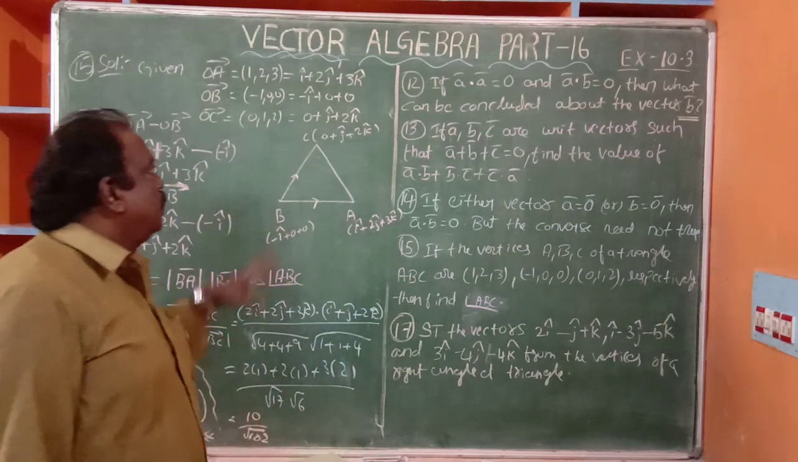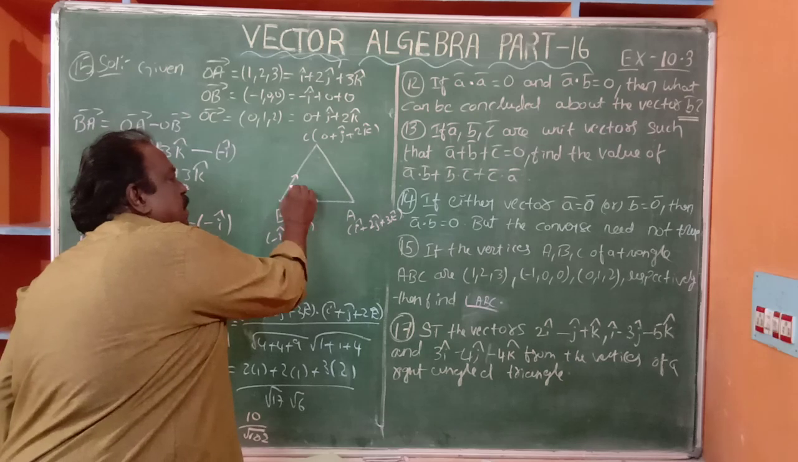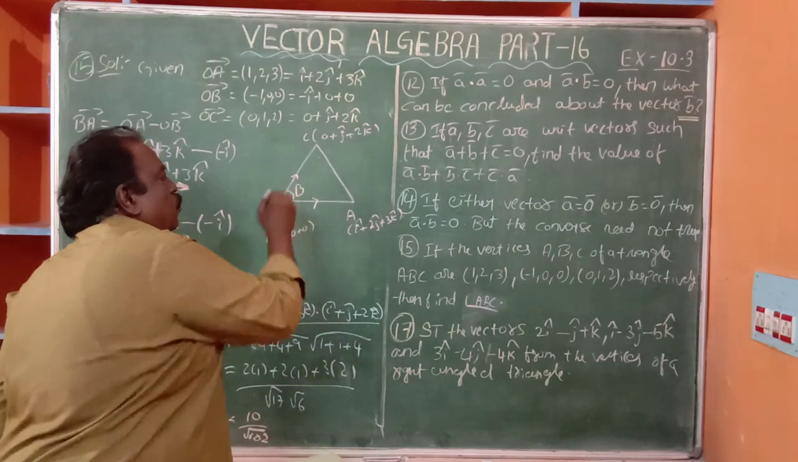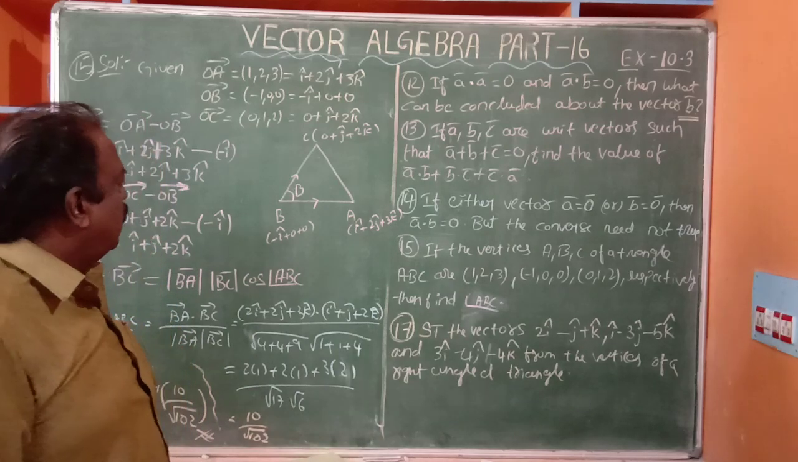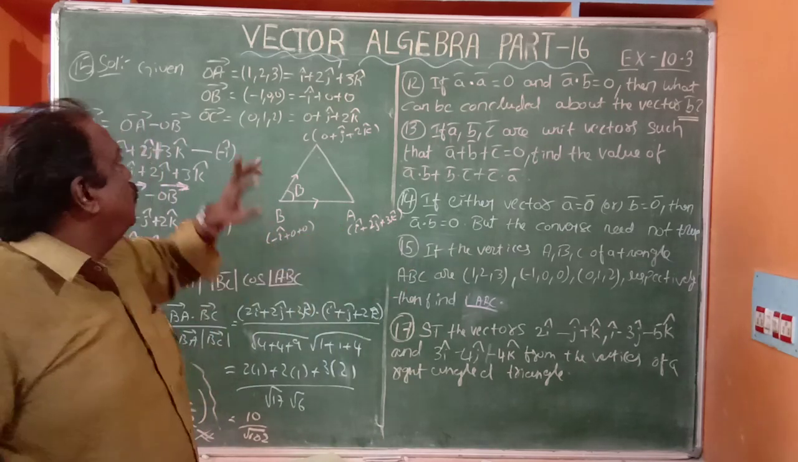You see now, in the diagram, we need to find this angle. This is the angle B. It is angle B. Okay, now we are asked to find that angle B. A, we are given 1, 2, 3.